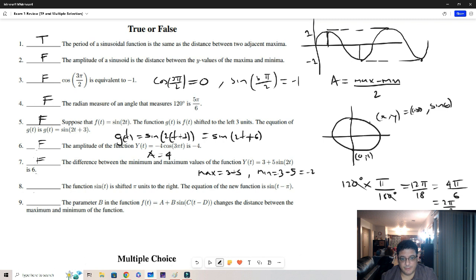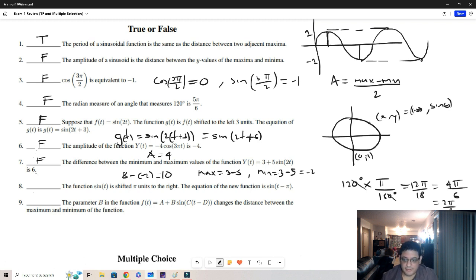So the difference between these values, so this is 8, and minus 2 will be 10. So the difference is not 6 but 10.